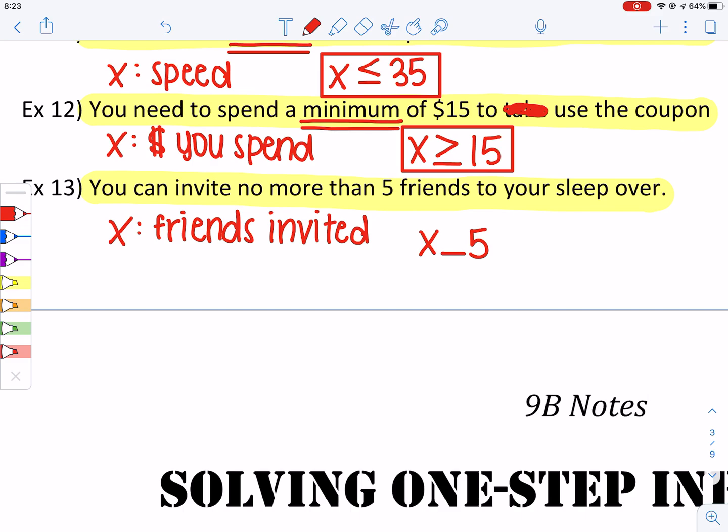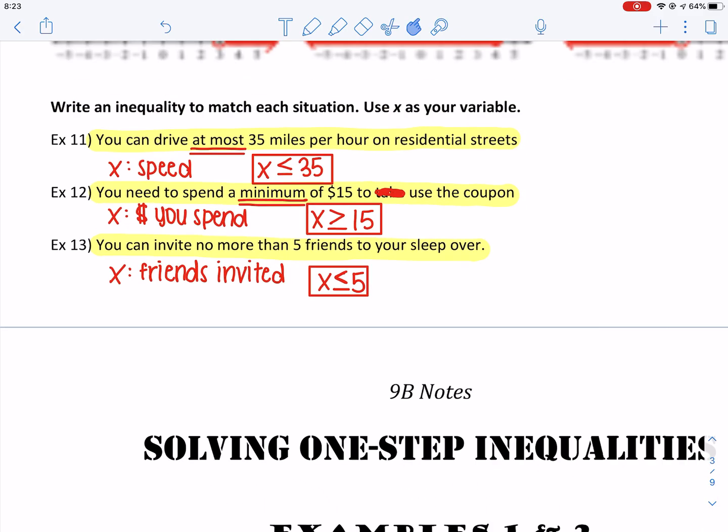Okay, could you invite less than 5 friends? Well, if they said you can invite no more than 5 friends, then you could invite less than 5 friends, so that's okay. And then could you invite more than 5 friends? Well, if they say you can invite no more than 5 friends, then you definitely cannot invite more than 5 friends. So here our inequality would just be x is less than or equal to 5.